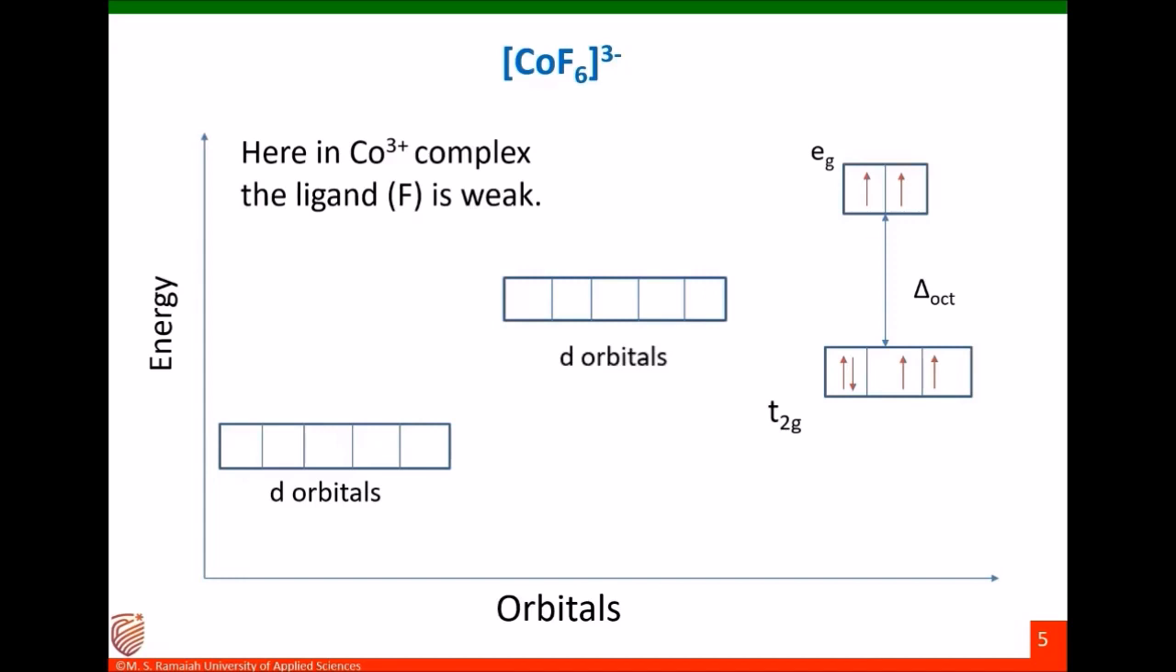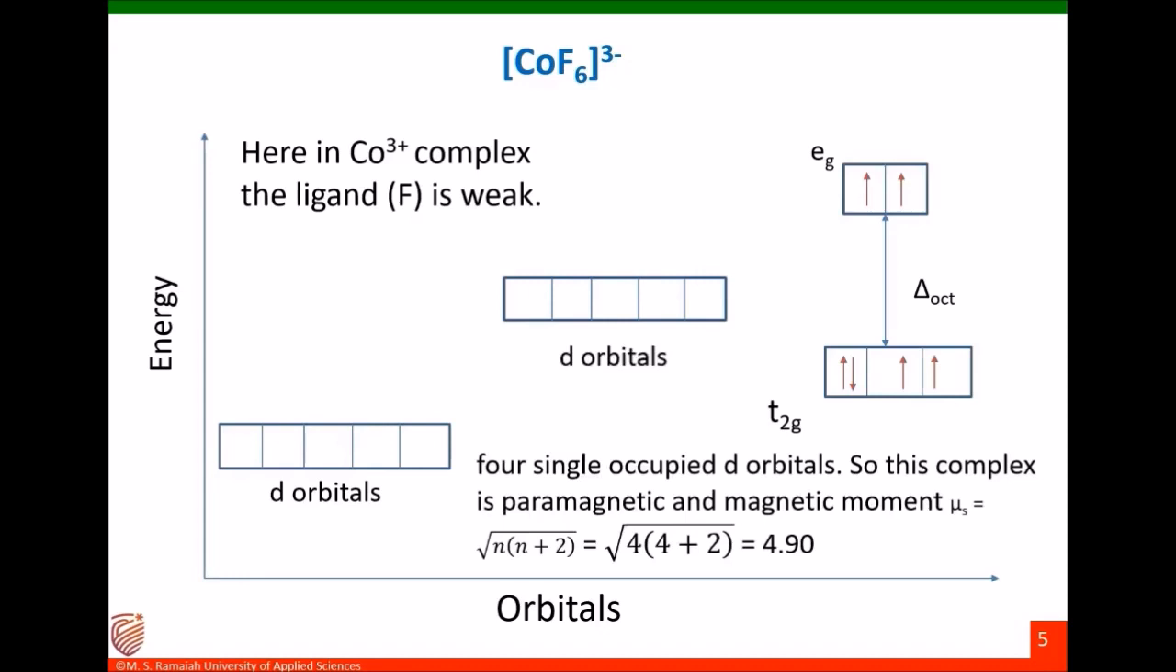Now if you see the electron filling, you can see that there are two singly occupied d orbitals in t2g and two singly occupied d orbitals in eg. So the total number of singly occupied d orbitals is 4. So this complex is paramagnetic and the magnetic moment value can be calculated as mu equal to root of n into n plus 2, that is root of 4 into 4 plus 2, and the value is 4.90. Now we know why CoF6 3- is a paramagnetic compound.